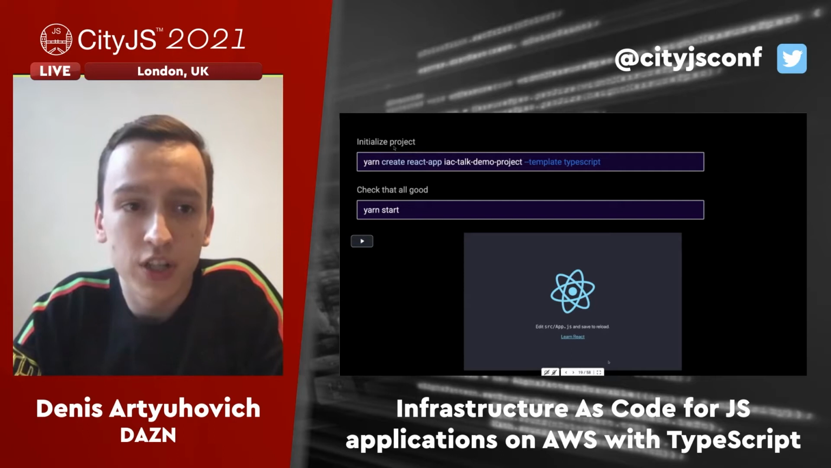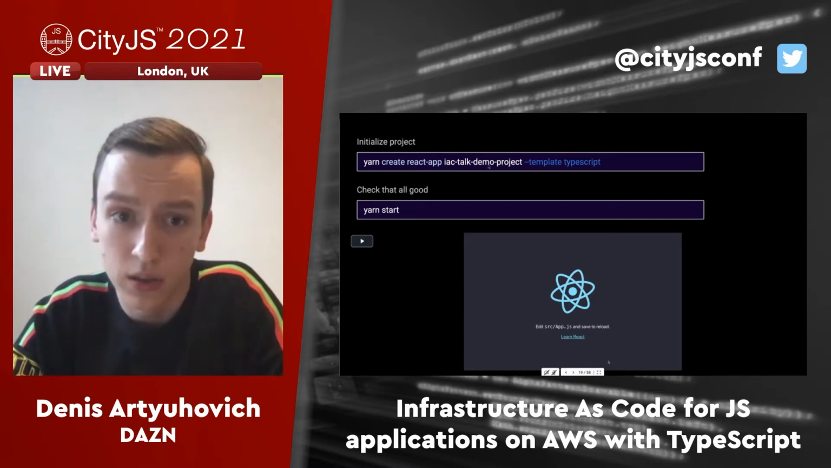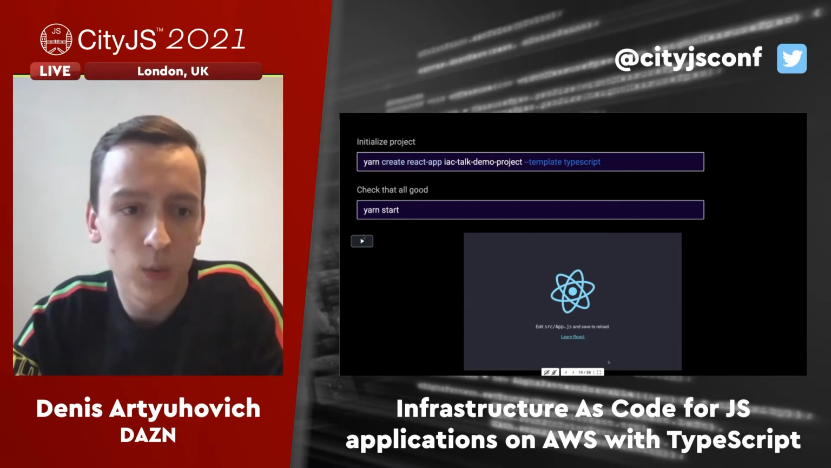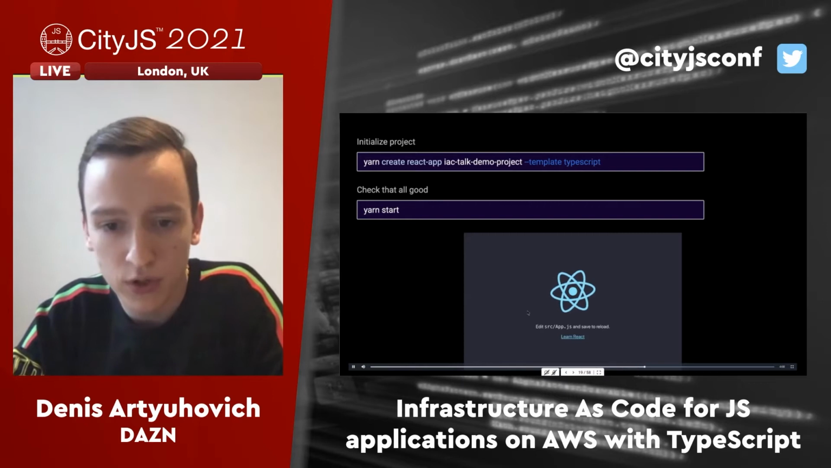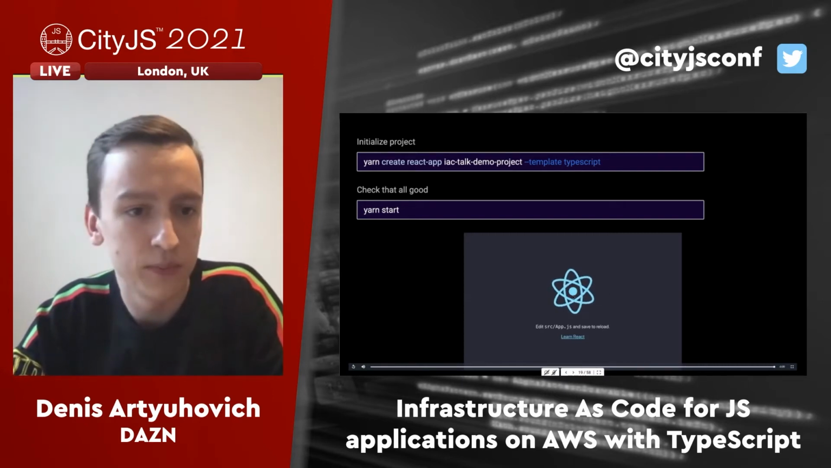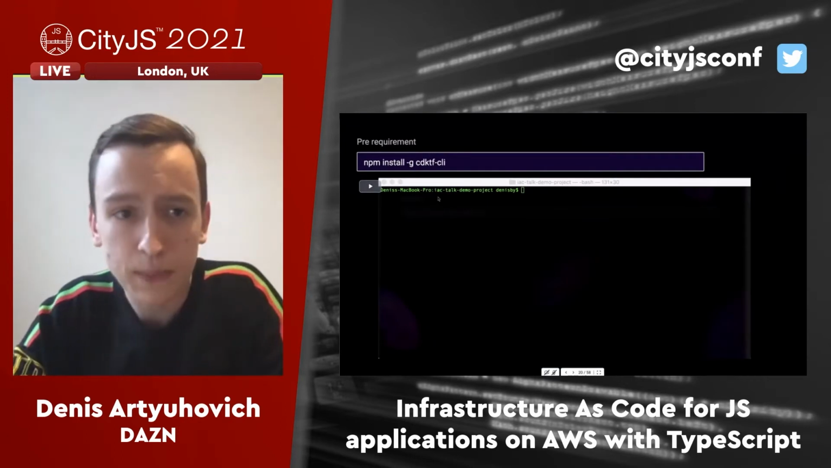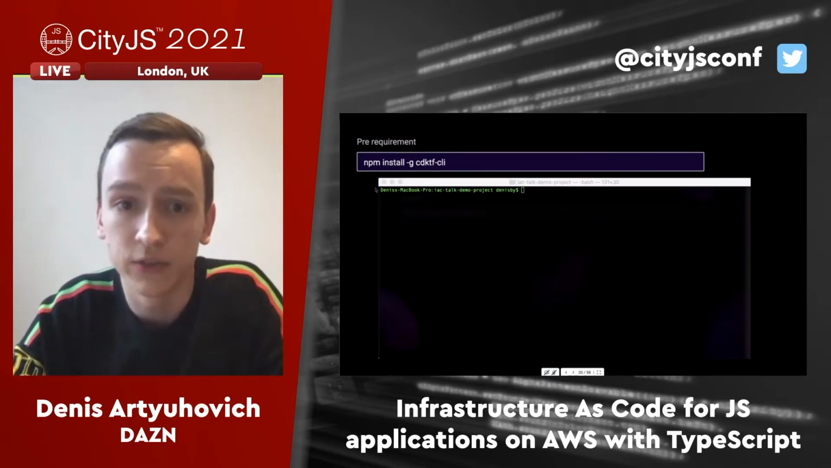First of all, we need to initialize the project which we're gonna work with. For that, we will use the yarn create react app command. We're passing a name of our project, infrastructure talk demo project, and the template TypeScript. Once we execute this command, we have the basic React project. I know that many of you are familiar with that. So we run yarn start to see the output. And that's good, because now we can start implementing our infrastructure.